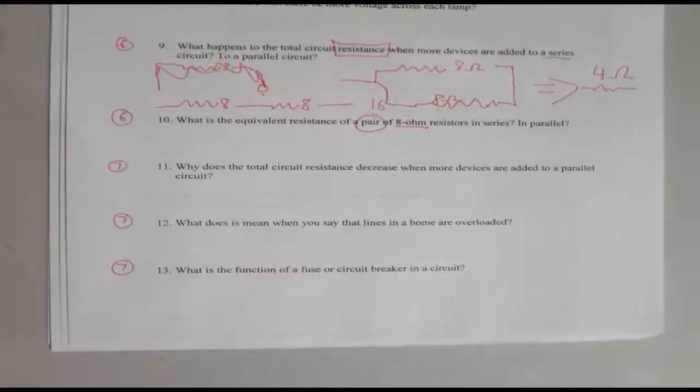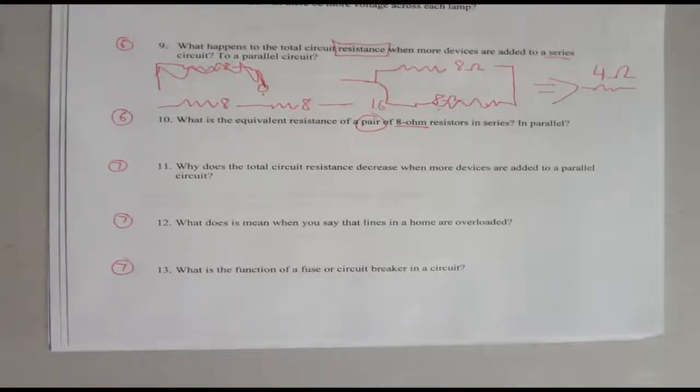Number 11, sorry. Why does the total circuit resistance decrease when more devices are added to a parallel circuit? We kind of answered this already. Think of it, it's just more pathways for electricity to go, because the total current in a circuit equals the sum of the current in the parallel branches. So again, why does the total circuit resistance decrease when more devices are added to a parallel circuit? Because there's more pathways. So the resistance should decrease. It's like adding more doors to an auditorium. People will be able to get out a lot easier.